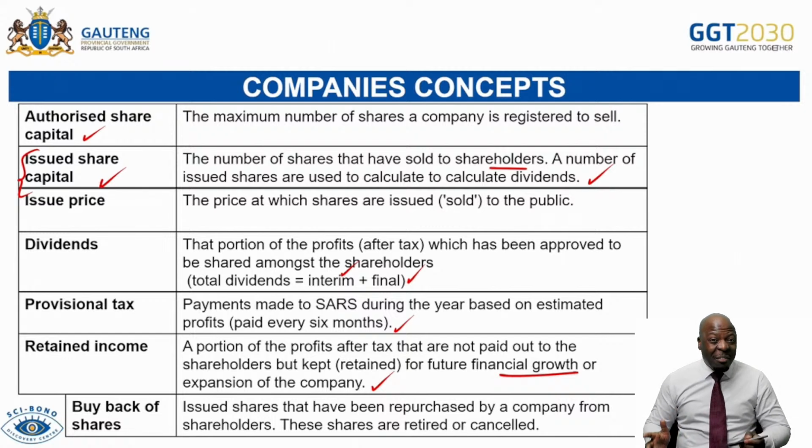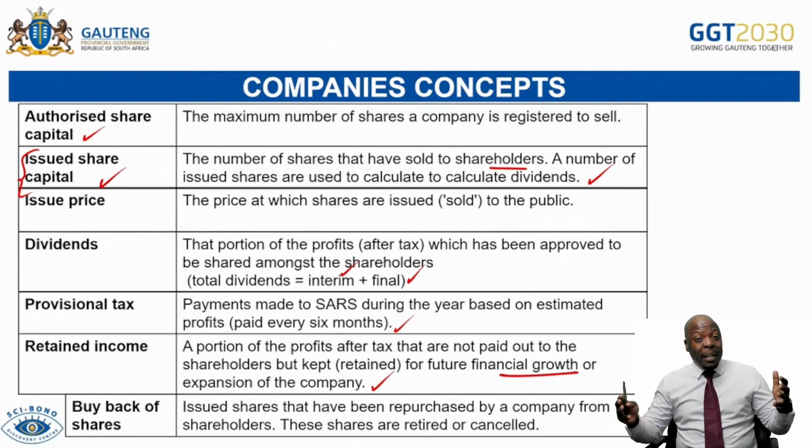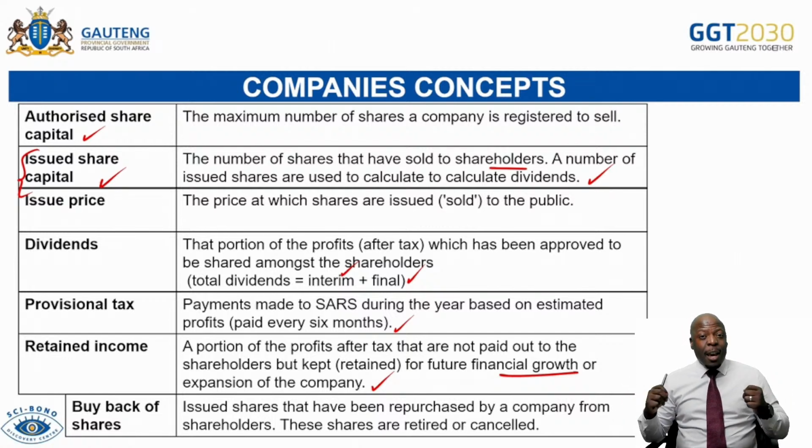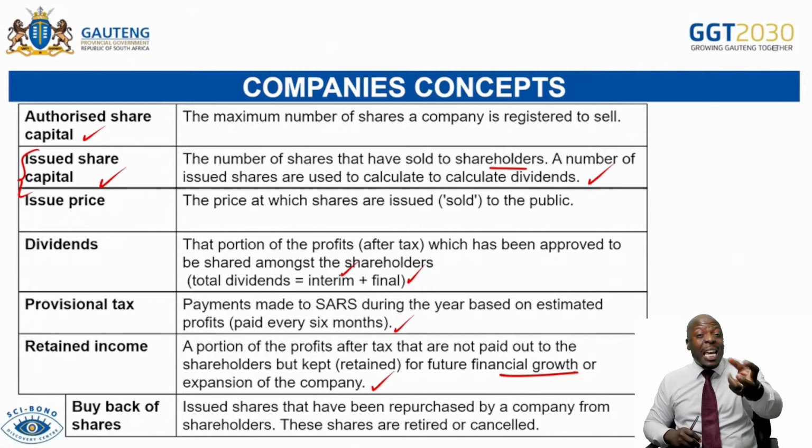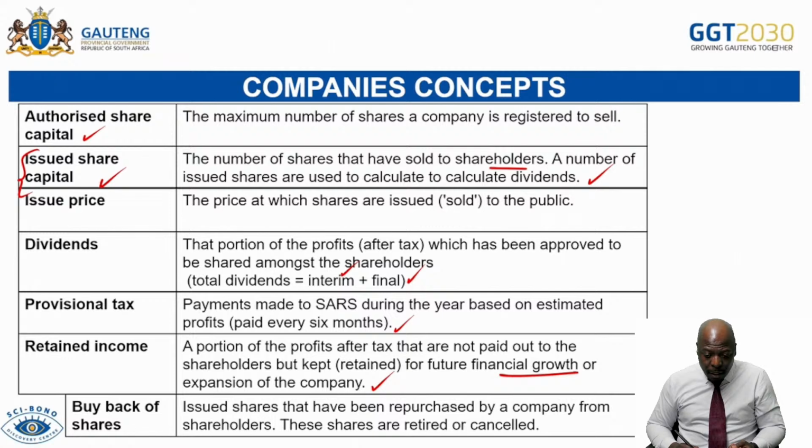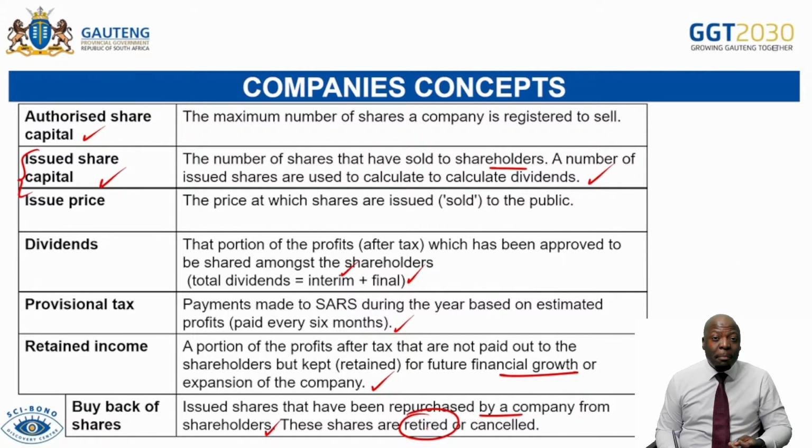Buyback of shares. By now, you should have heard about this. Remember, I spoke about the authorized share capital, what the company is allowed to issue to the public. They have not issued everything. Out of that authorized, there is now what we call the issued. Out of that issued, certain shareholders may wish not to be part of the company anymore. So the company can buy back these shares. Hence, we end up having the buyback of shares. These are issued shares that have been repurchased by a company from the shareholders. And once these shares have been bought back, they cannot be reissued. I repeat, these shares cannot be reissued, but rather they are retired or cancelled. So we cannot issue them again.